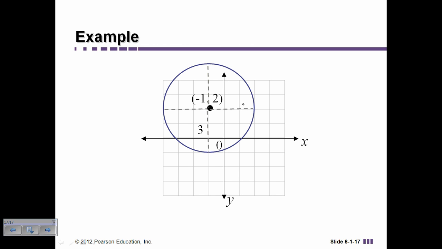We went to the point (-1, +2). We went up 3 spots, and we had to estimate a little bit because we ran off the graph. We went down 3 spots from the center. We went to the right 3 spots. And we went to the left 3 spots. And then we took those 4 points that we had, and when we connect them together, we have the picture of the circle.